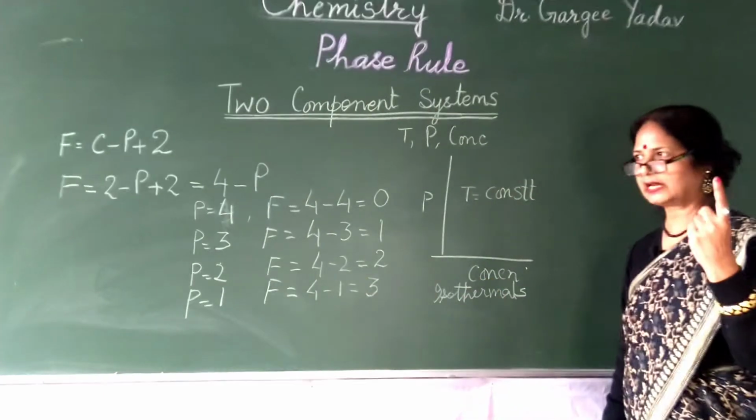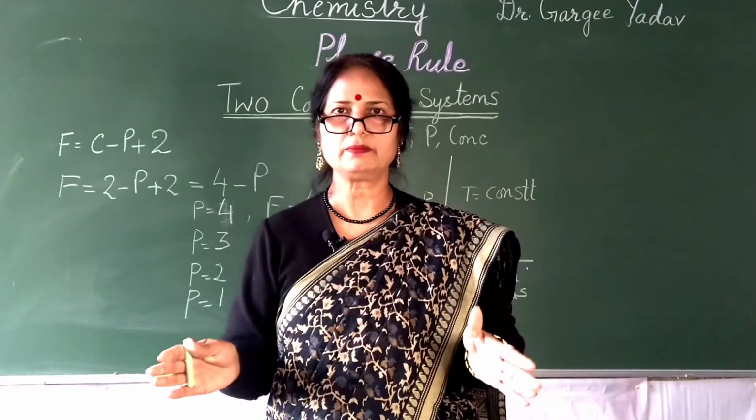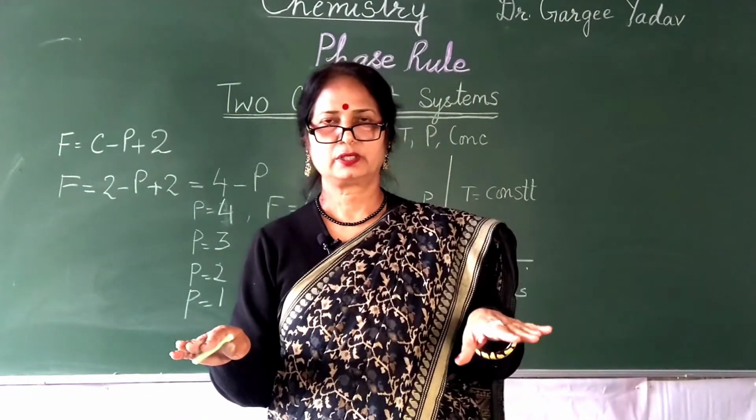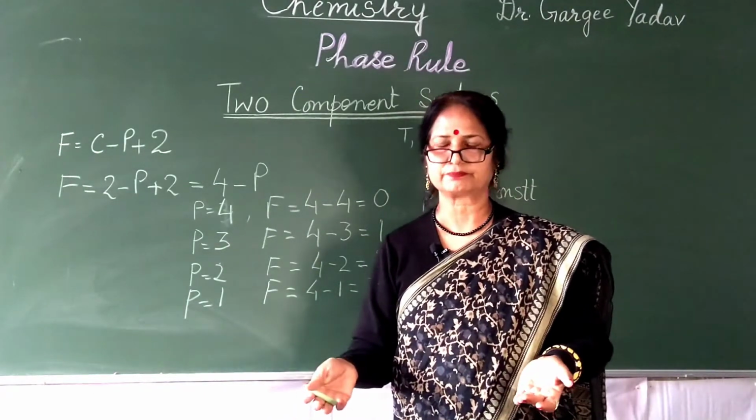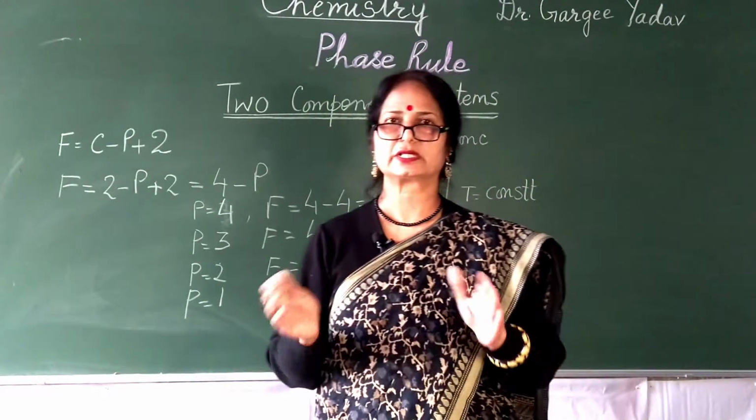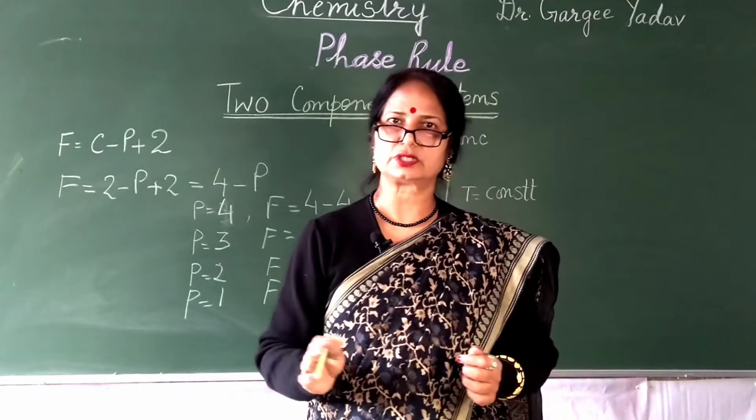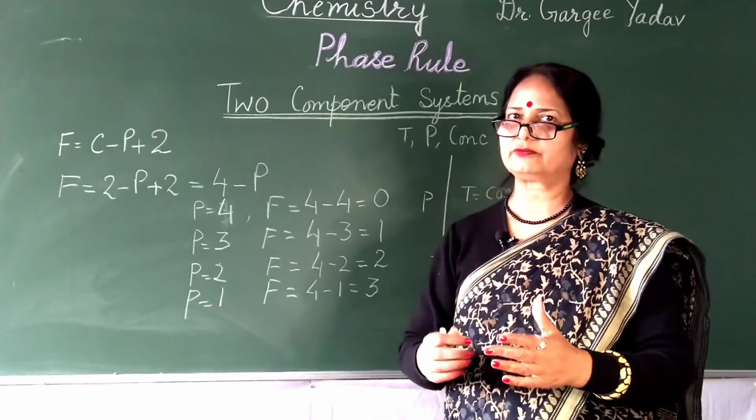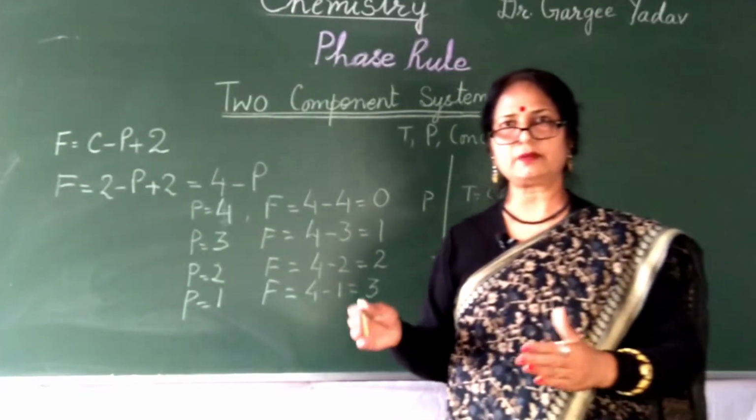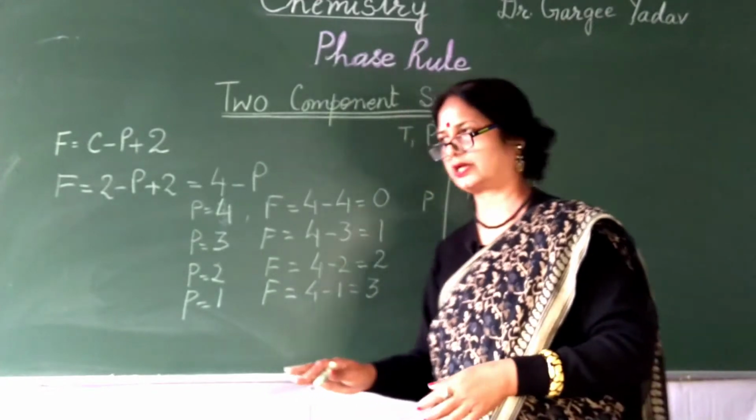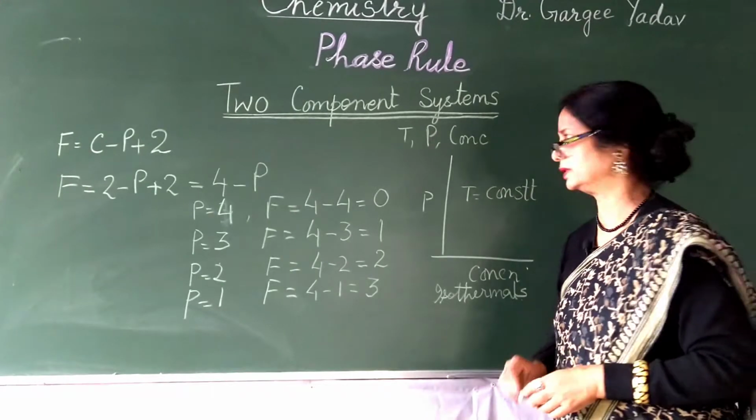We have taken one variable as constant. Why? Because it is difficult to depict and understand that diagram when we are taking all the three variables into consideration at a time. So we take one variable as constant and we plot a phase diagram with the rest of the variables. Here we have taken the temperature as constant and we are plotting the pressure and the concentration axis. What we get is an isothermal. This diagram is the isothermal diagram.